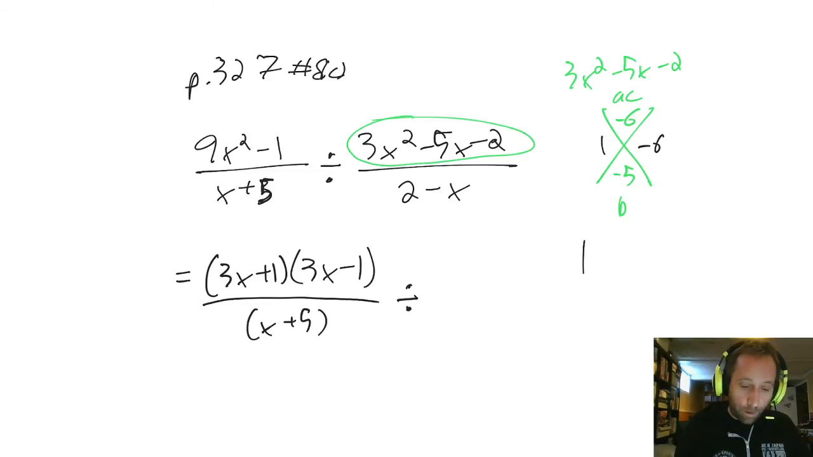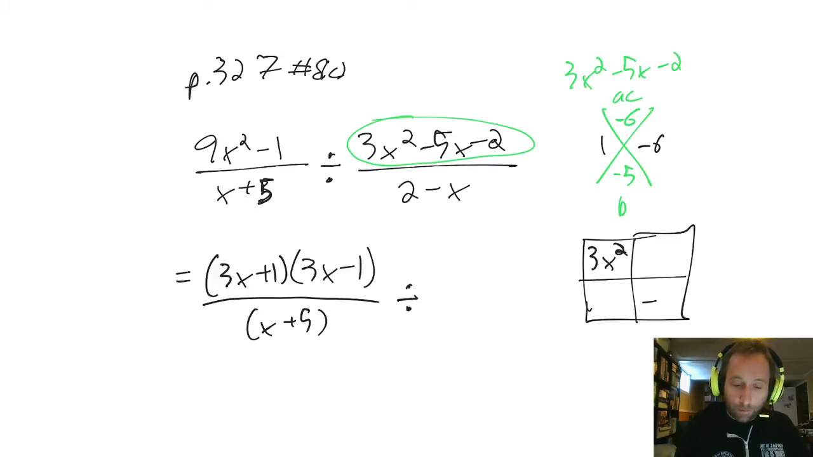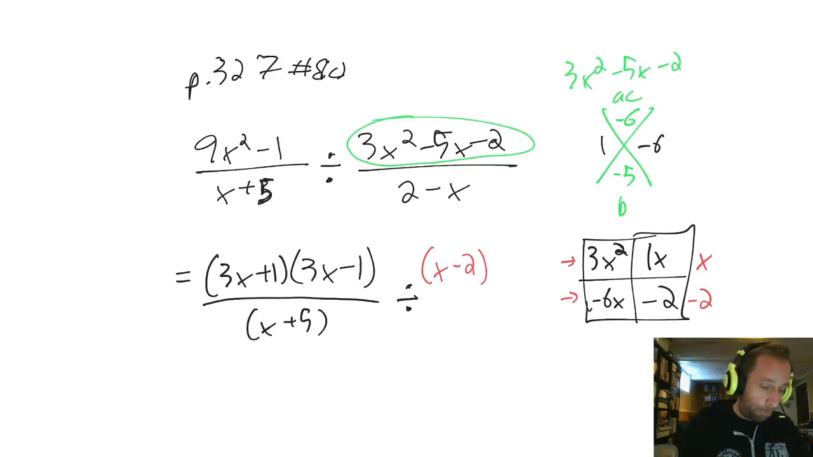Okay, we're all right. So let's do the box. A goes in the top left corner, so that's 3x squared. C goes in the bottom right, that's a negative 2. And we'll use decomposition. So 3x squared and 1x, they have a factor of x in common. Negative 6x minus 2, they have a factor of negative 2 in common. So we have one factor of x minus 2.